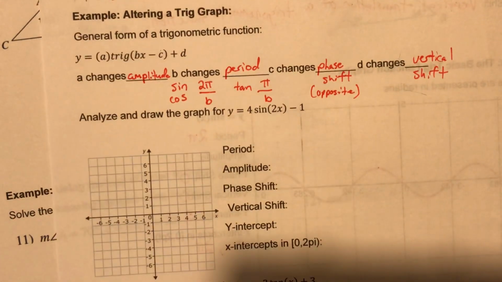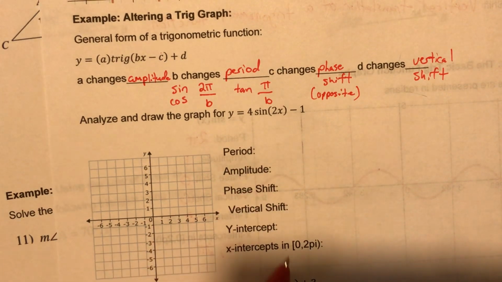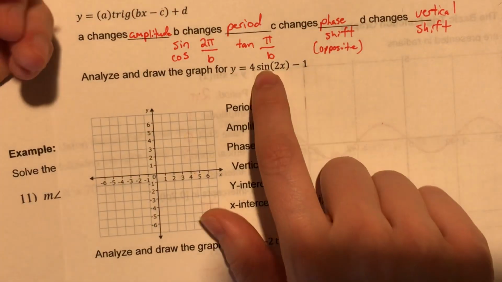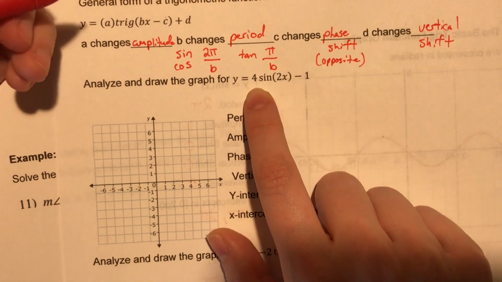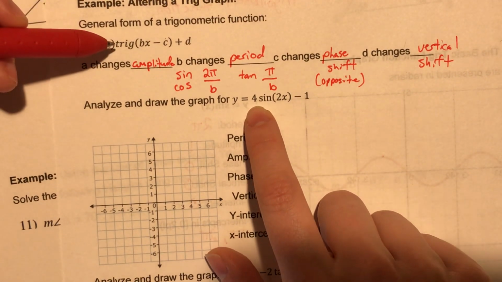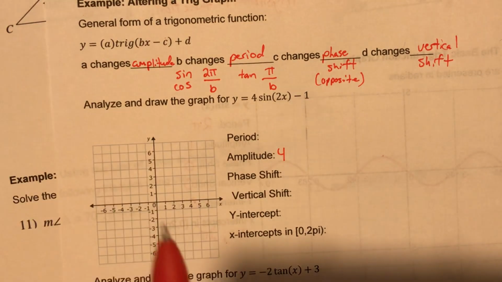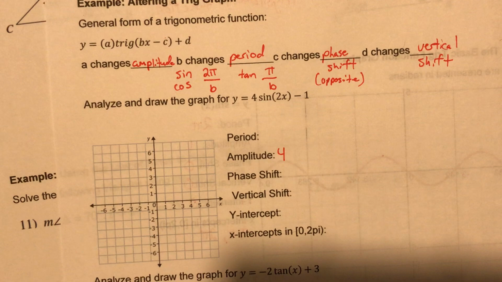So let's look at some examples here. It says analyze and draw the graph for y equals 4 sine of 2x minus 1. So let's think first about what this graph is going to look like based on this table of stuff. We have 4. What's that 4 going to do? That 4 is the amplitude. So the amplitude, instead of being 1, is going to be 4. This graph is going to have waves that are 4 times the height of the standard graph.